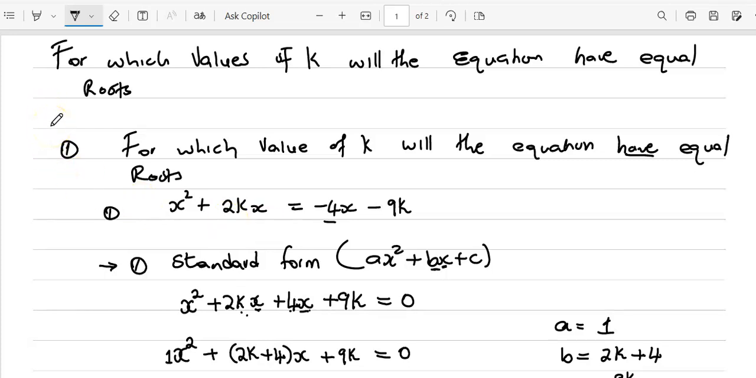This is a level 3 and 4 question. This is something that you need to expect in an exam. If you understand this, on our next lesson we'll prove the nature of the roots.